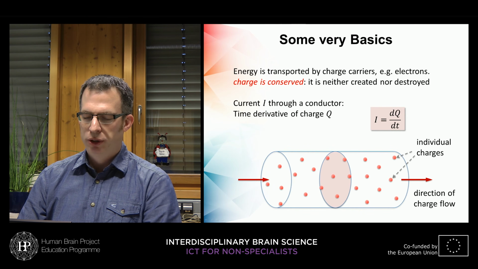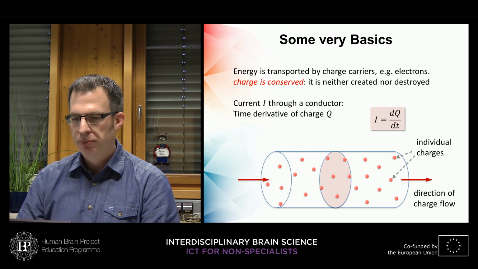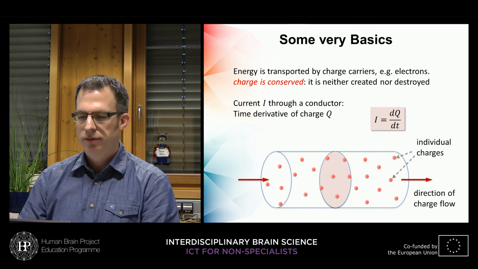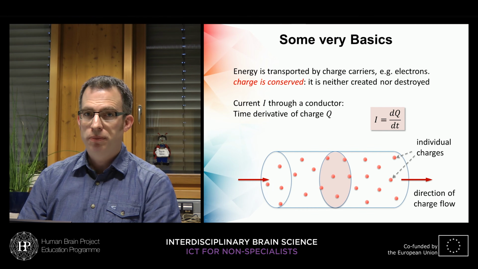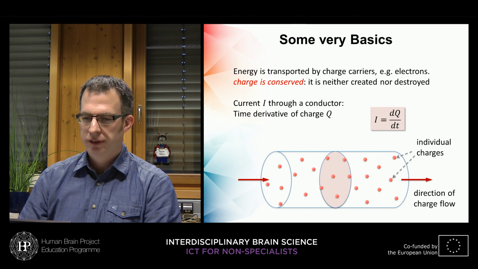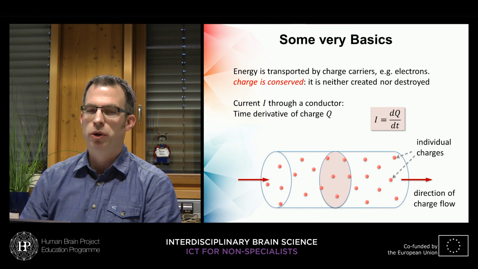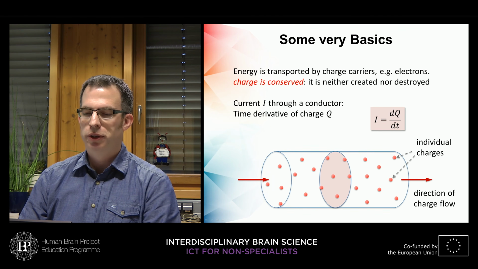Energy, as I said, is transported in electrical circuits, and it is transported by charge carriers, for example electrons. And if you have a closed system, charge is always conserved, so it is neither created in the system nor destroyed. This is very important to understand the circuits later on.